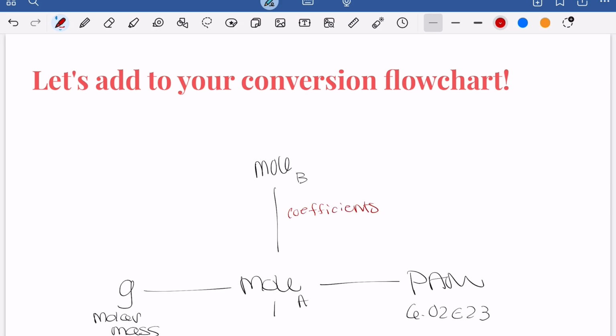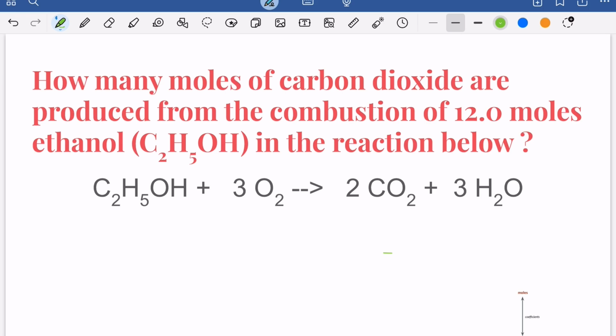So go ahead and add that to your flow chart in your notes, where it says "updated conversion flow chart." All right, we're looking at going from moles A to moles B using your coefficients in a balanced equation. So let's look at this first example here. It says, how many moles of carbon dioxide are produced from the combustion of 12 moles of ethanol in the reaction below? All right, so just like before, you're going to start by identifying your given and your find.